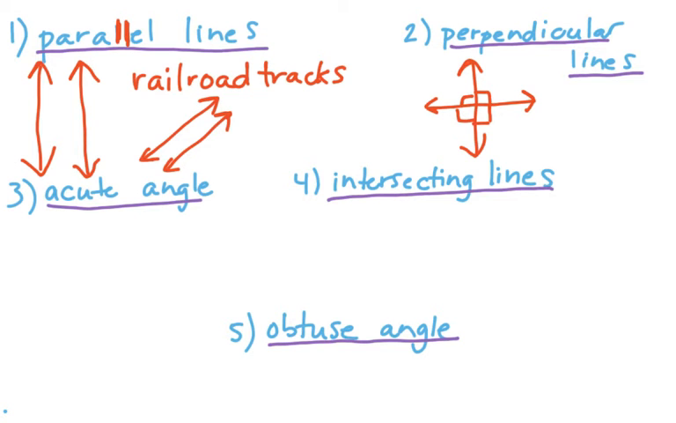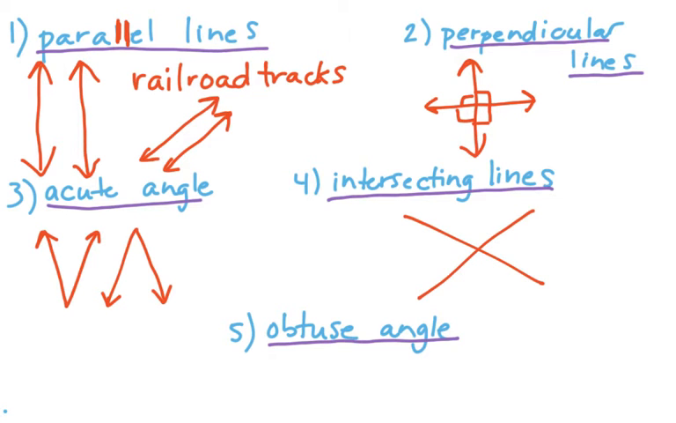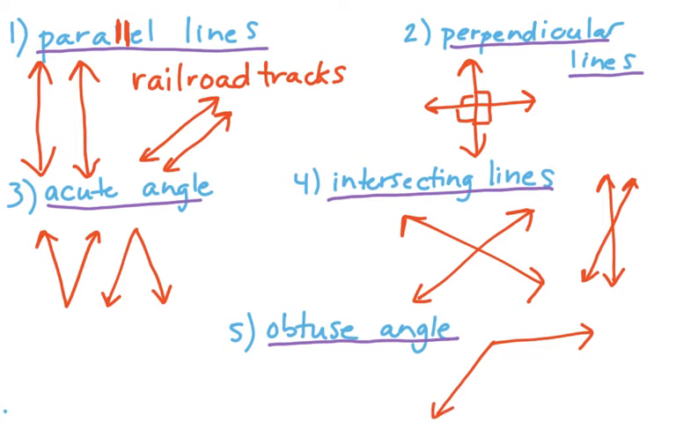Number 3, an acute angle is an angle that is less than 90 degrees. Intersecting lines are just lines that cross each other. They could form acute angles, they could form obtuse angles, but intersecting lines cross over each other. And an obtuse angle is an angle that is more than 90 degrees.